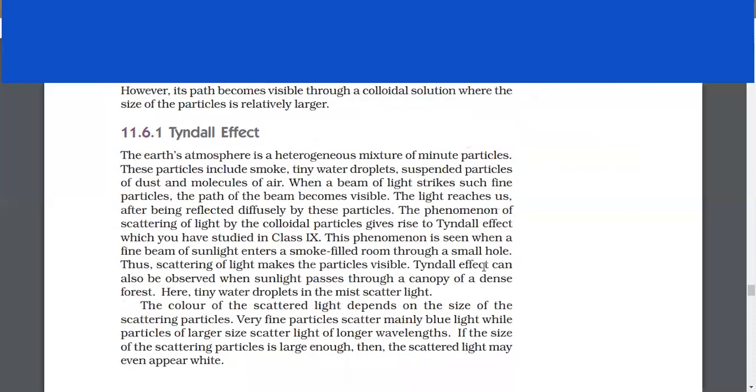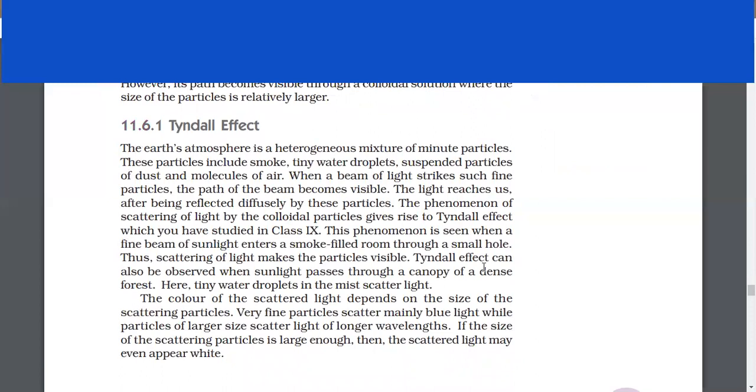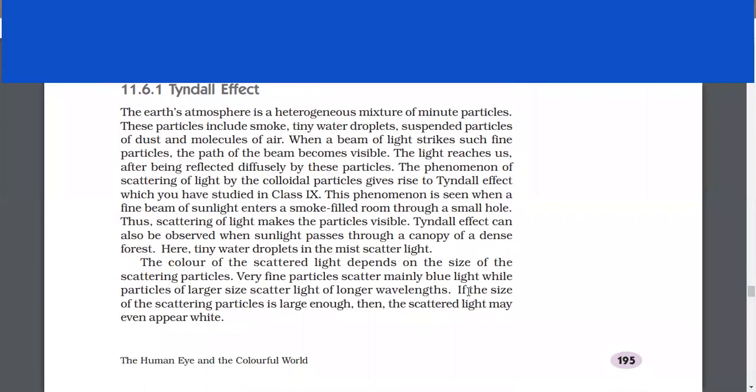Tyndall effect. The Earth's atmosphere is a heterogeneous mixture of minute particles. These particles include smoke, tiny water droplets, suspended particles of dust, and molecules of air. When a beam of light strikes such fine particles, the path of the beam becomes visible. The light reaches us after being reflected diffusely by these particles. The phenomenon of scattering of light by the colloidal particles gives rise to Tyndall effect, which you have studied in class 9. This phenomenon is seen when a fine beam of sunlight enters a smoke-filled room through a small hole. Thus, scattering of light makes the particles visible.